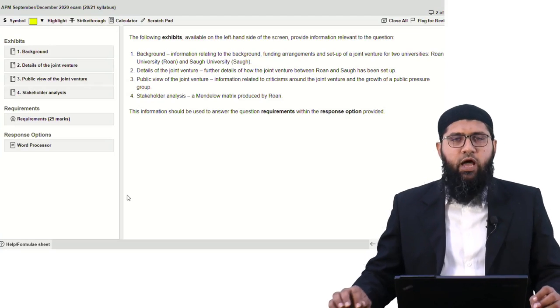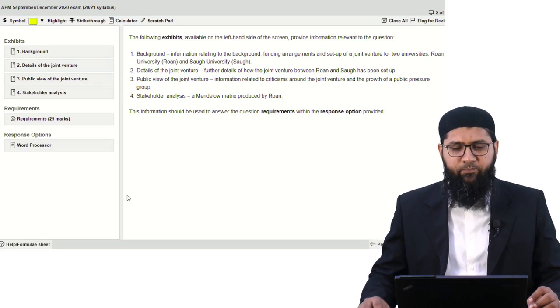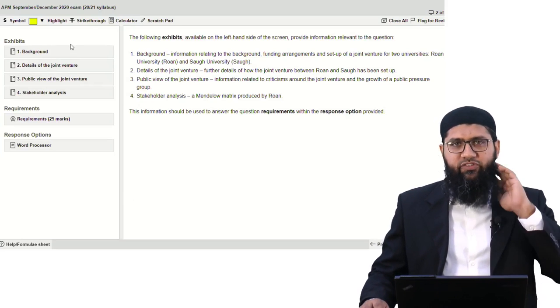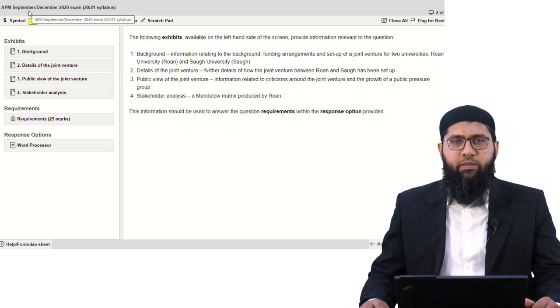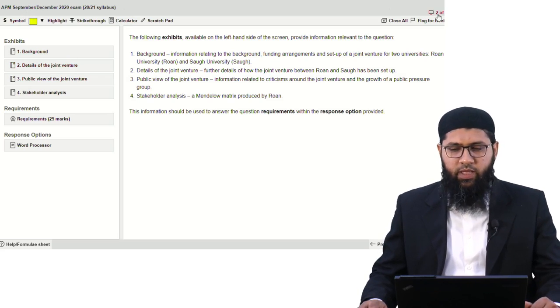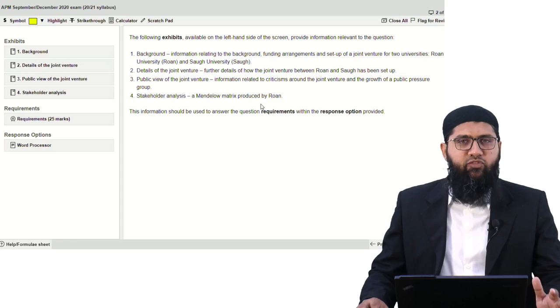Okay, so we are now going to start off with one of the past examination questions, question number 2 of the examination. It's a September-December 2020 exam, and we are attempting question number 2 from this exam. Now, what exactly is this question all about?